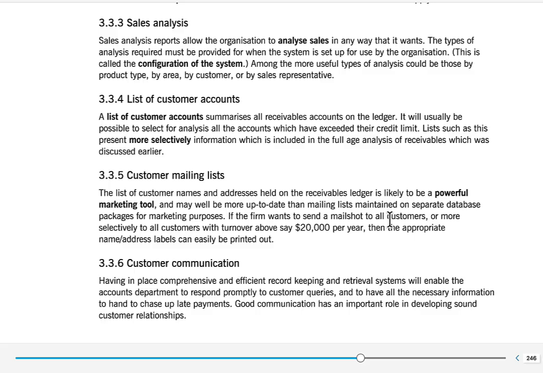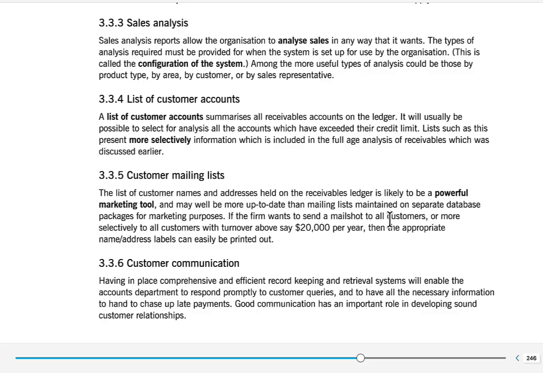What makes this report different from the list of customer accounts? The list of customer accounts focuses on balances and credit control information, such as who owes money. The customer mailing list focuses on contact details, so the business can communicate with customers efficiently. So if you are asked in an exam, which report helps you contact customers? You choose the mailing list, not the list of balances.